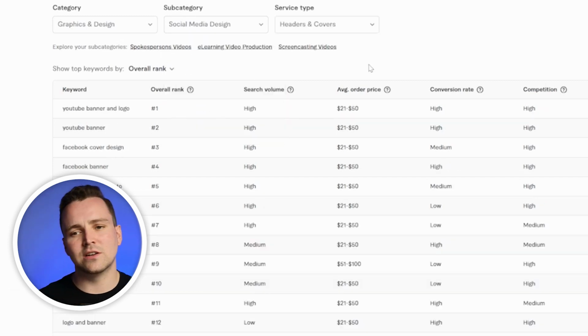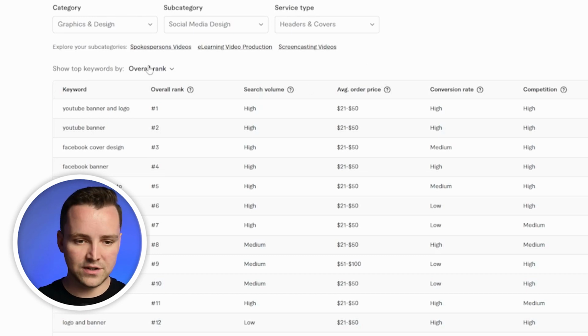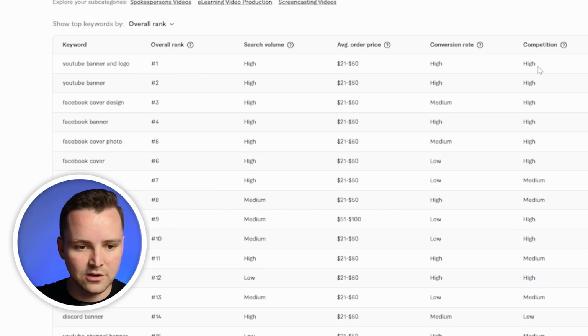So, social media design. I actually think this is going to be a really good category for graphic designers to find an opportunity for a service to sell. So, again, we've got it set to overall rank, and we can see there's a lot of high competition stuff here. Now, I just want to make this clear for a moment. High competition isn't necessarily a bad thing. It just means that it's a bit harder for you to stand out and maybe get your first few orders in. I take the position that high competition isn't a bad thing if you are confident that you know how to stand out and separate yourself from the rest of the competition.